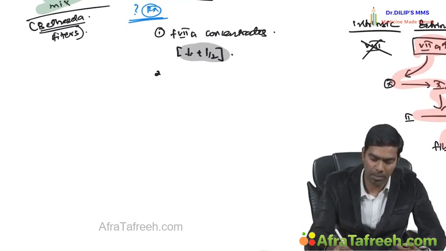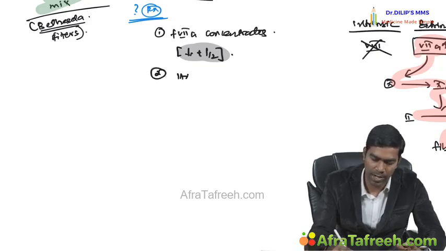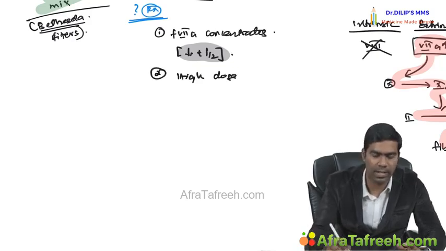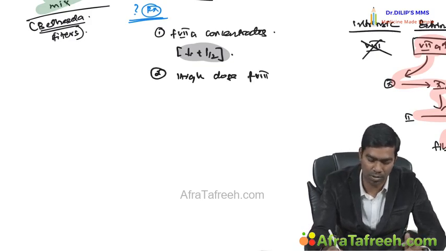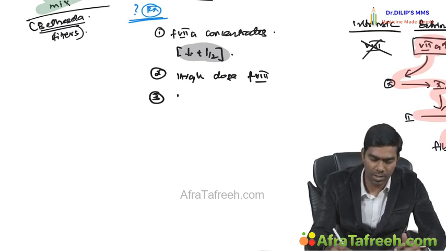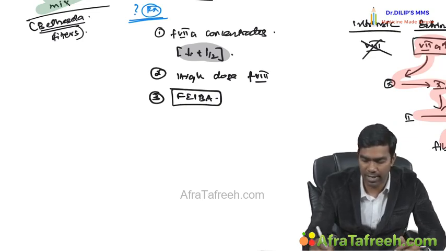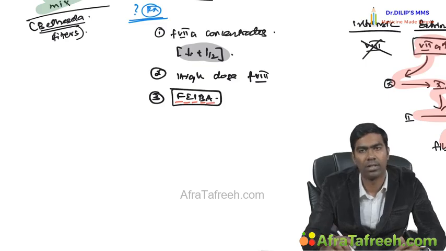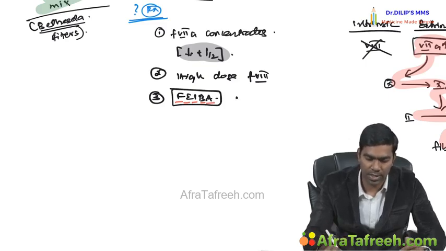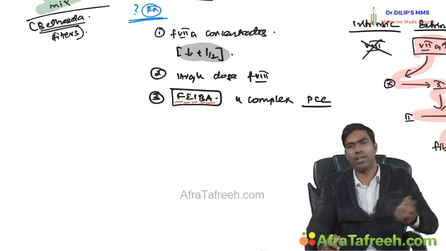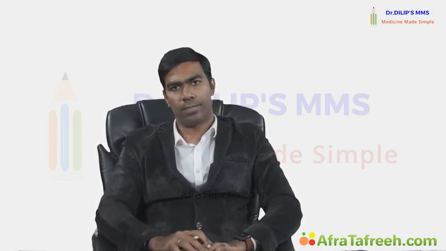And second thing, you can try high dose factor 8, but that is successful in some patients but not so successful. A very reliable option is something called FEIBA. FEIBA, that's called factor 8 inhibitor bypassing agent. It is nothing but a 4-complex PCC, what you have used for warfarin induced bleeding. It can be used for vitamin K deficiency induced severe bleeding also. That's called 4-complex concentrate. Clear? 4-complex PCC, prothrombin complex concentrate.